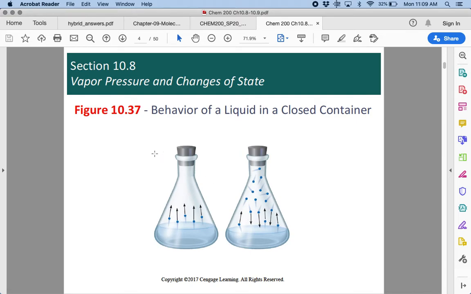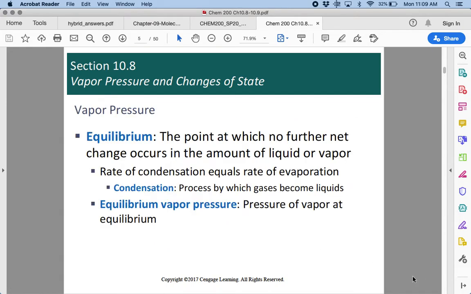So those gases will hang out, and eventually we'll reach a point at which there's gases escaping from the liquid phase to a gaseous state, and at the same time the gases or vapor will condense and come back to the liquid state. So this will be happening at an equal rate. And we call this equal rate equilibrium.